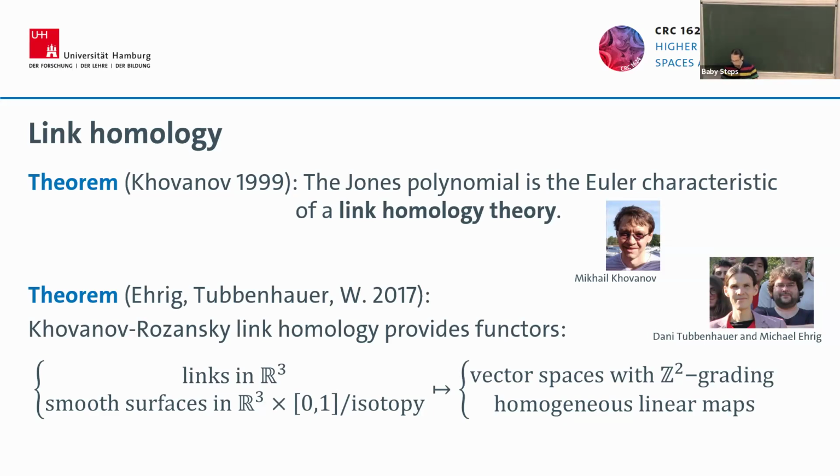Okay. So let's do again. What does it mean to be a functor? Link goes to vector space. Surface between links goes to linear map. And now you can compose the link cobordisms and you can compose the linear maps. And functoriality means that the assignment respects these compositions. And now I can say something about the spectral sequence.